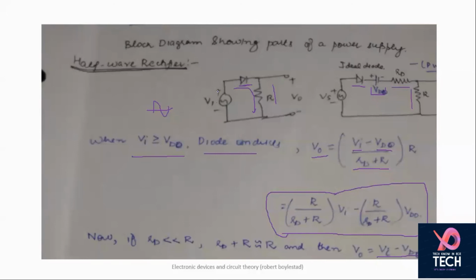But normally we don't have practical ideal diodes. We are having practical diodes. So some voltage drop is there. That is 0.7 in case of silicon and 0.3 in case of germanium. Then we come up with this particular expression.